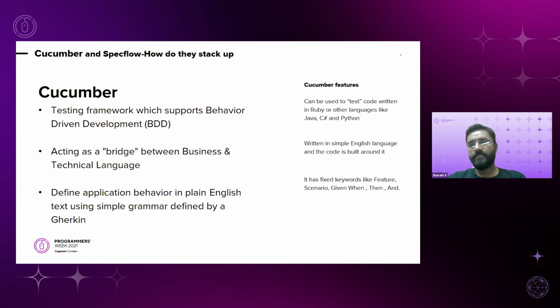A few of the features of Cucumber, I can say, it can be used to test code or automate using any of these: Ruby, Java, C Sharp, Python. I as an automation engineer would have worked on Java or C Sharp, but there are folks who wouldn't have worked on Java or C Sharp, but they would be an expert in Python. So for them, it's always handy.